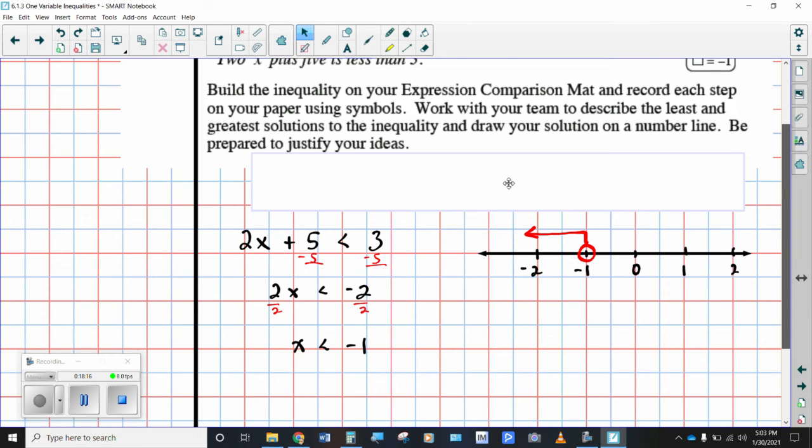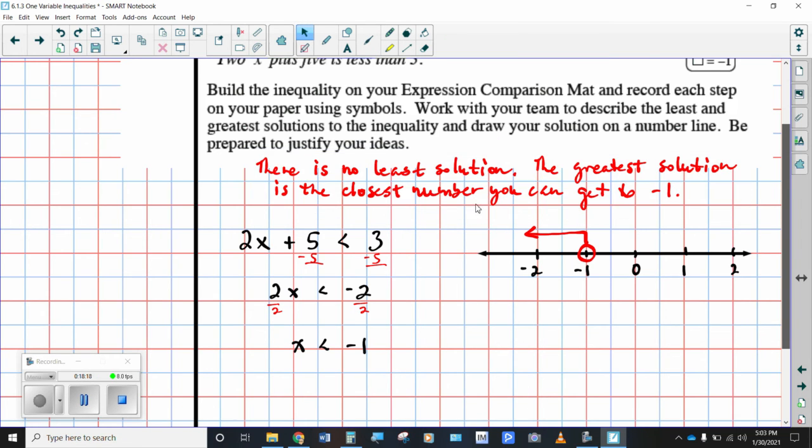But you could say this. You could say that the greatest solution is whatever the closest number that gets to -1 without actually being -1. So are you thinking that maybe -1.000001 could be a solution? Well, you can even get closer than that.